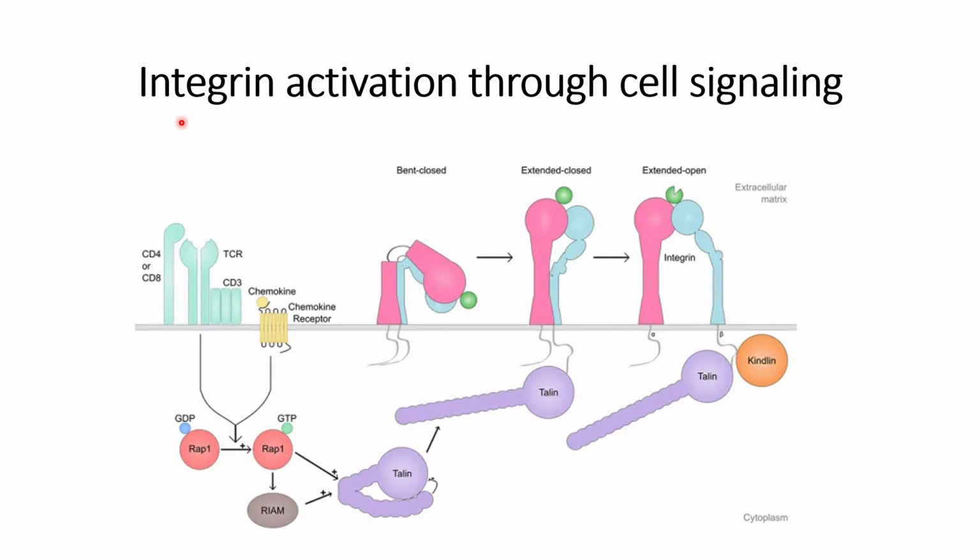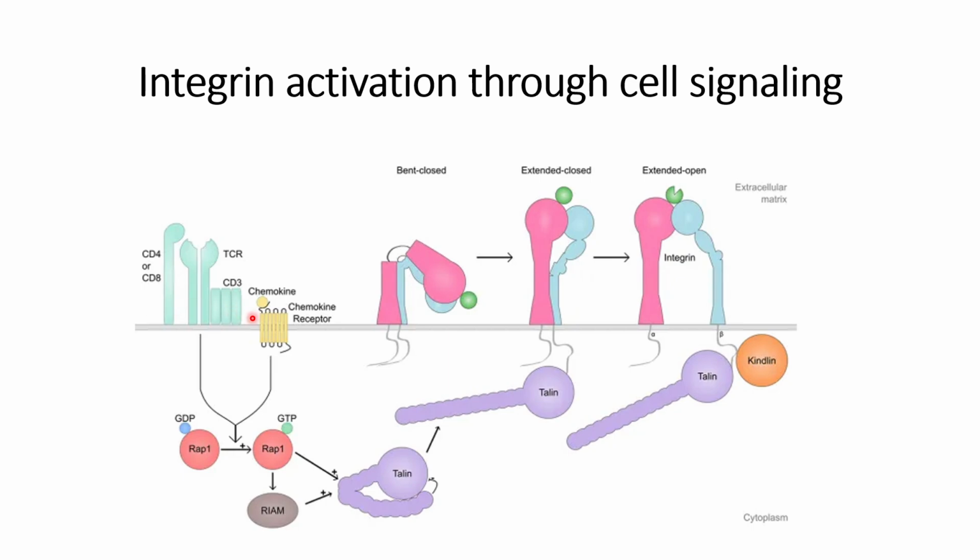In this video we will discuss integrin activation through cell signaling. So basically, how this integrin ligand binding domain gets activated through cell signaling. The different kinds of cell signaling that cause this integrin ligand binding domain activation are shown on the left hand side. It can be either chemokine receptors, CD3 T cell receptors or toll-like receptors and other selectins.